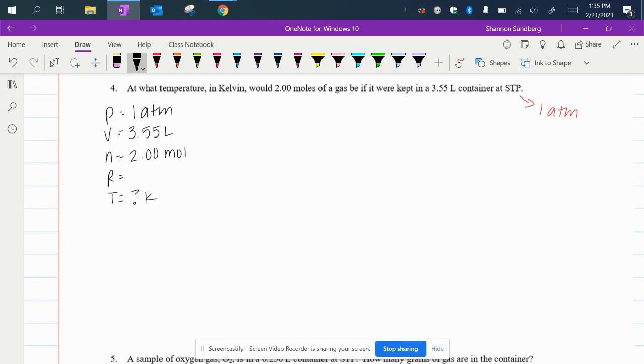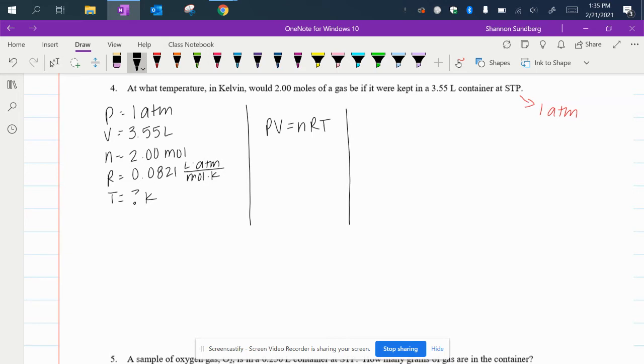And your R value, that's your gas constant. You want to choose the one that contains atmospheres. So that value is 0.0821 liters times atmospheres over moles times Kelvin. We want to write out our formula. It is PV equals nRT.